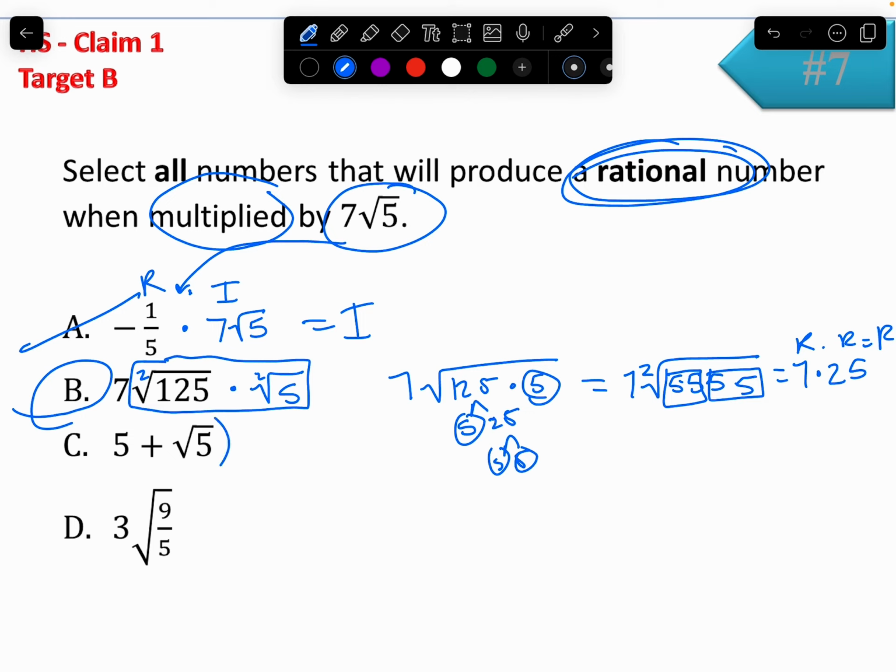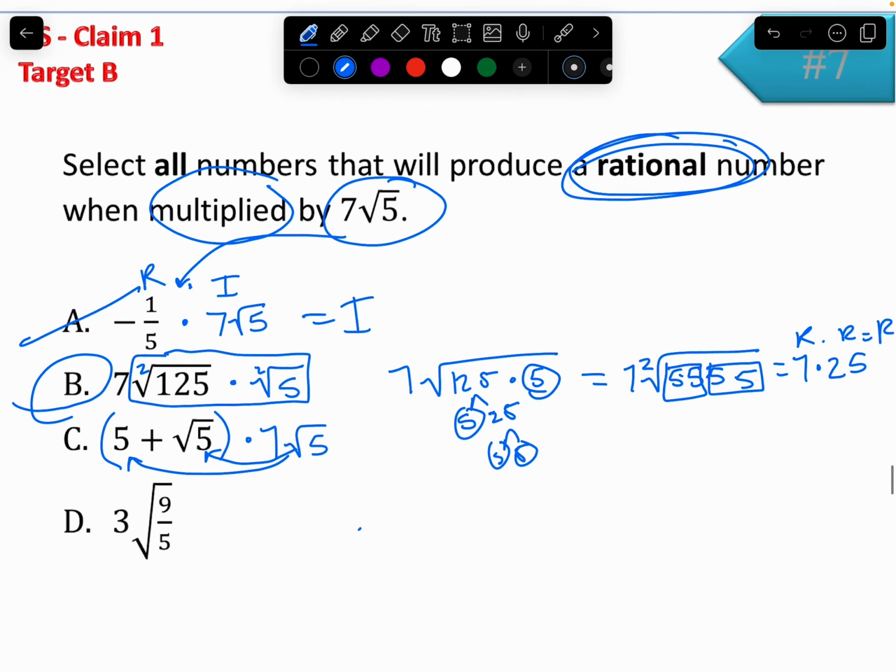Number 2, parentheses here, I'm going to multiply 7 square root of 5 for each one. In this case, so make sure you distribute to both sides. Actually, before we even do this distribution, let's remember our rule. So rational plus irrational, that's irrational times irrational here. So we do have to distribute. So distribute here and here.